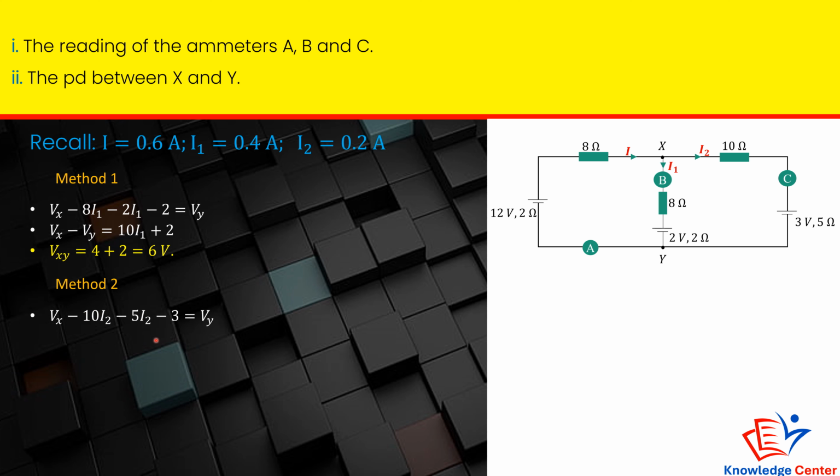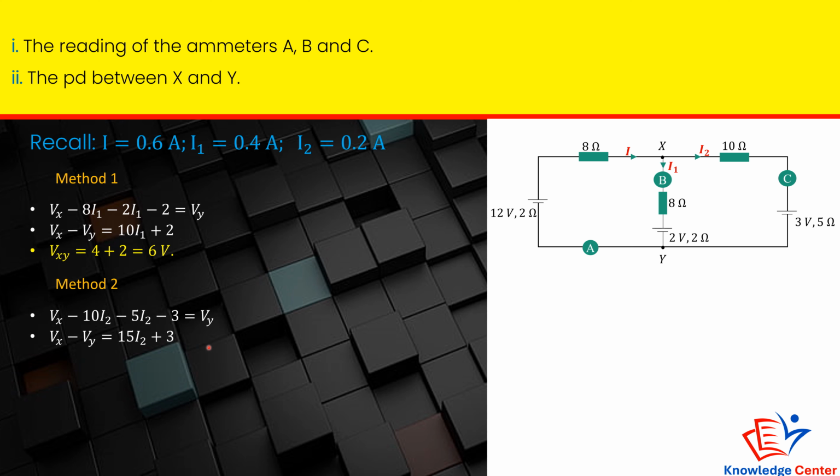So method 2, what are we doing? Instead of traversing directly like this, let's traverse in the opposite direction. So let's go from Vx. Since we're traversing the direction of the current, this PD will be negative, so we have negative 10I2. The resistance here is 5 ohm. Again, we're traversing the direction of current, so that PD is negative, negative 5I2. And again, we move from positive to negative, so this EMF is negative, negative 3. Once we are done with these loads, we go all the way to Y, and that gives us the potential at Y.